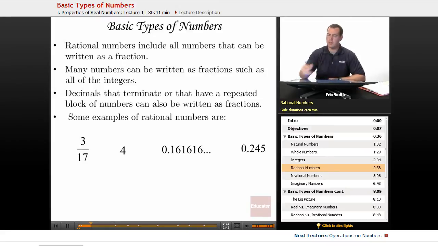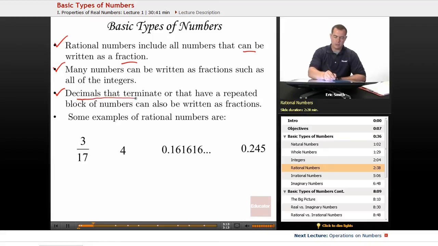Now, the rational numbers are probably one of our most important groups. These include all numbers that can be written as a fraction. Now, there's many different types of numbers that you can write as a fraction. In fact, all the numbers that we just covered previously can easily be turned into a fraction by putting them over 1. The harder ones to determine whether you can write them as a fraction or not are the ones that involve decimals. But here's how you can tell if they are rational or not.